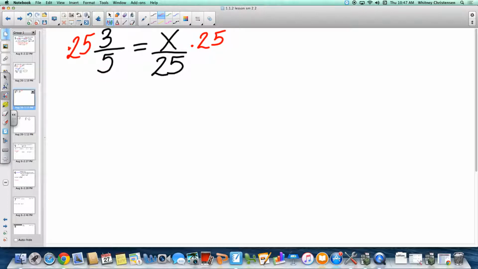And now over here on the right, what happens? Cancel. Those divide out. 25 divided by 25. Now over here on the left, I have 25 times 3.